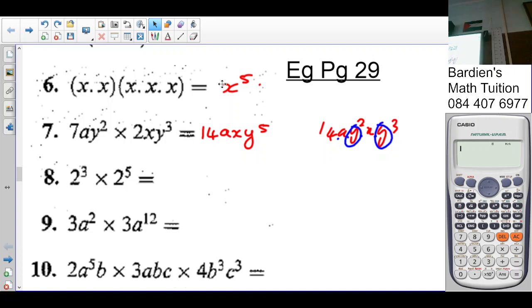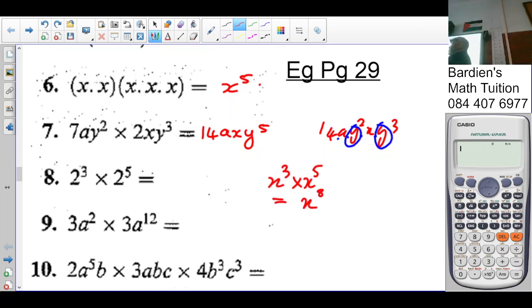Number 8. Try number 8 quickly. Yes? Who's next? Yes? 4 to the power of 8. 4 to the power of 8. Who got 4 to the power of 8? It's wrong. 2 to the power of 8. Remember, if we had x cubed times x5, what would that have been? X to the power of 8.